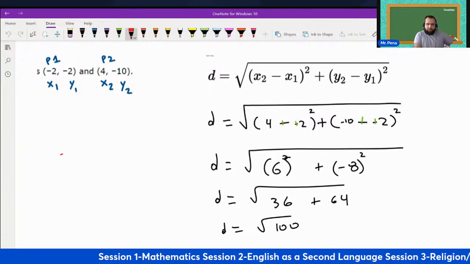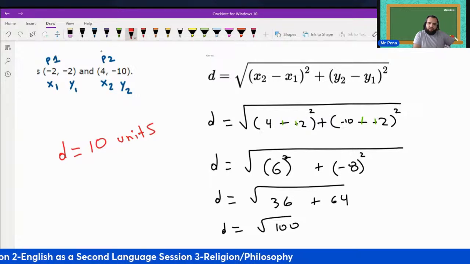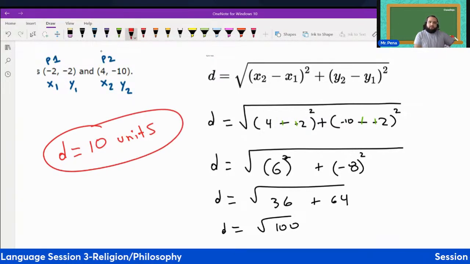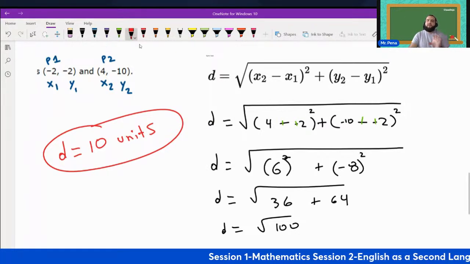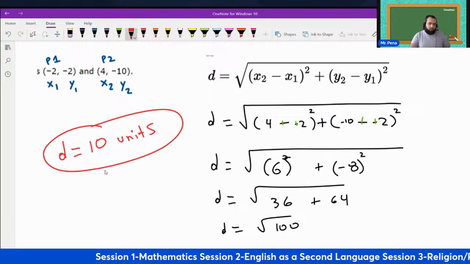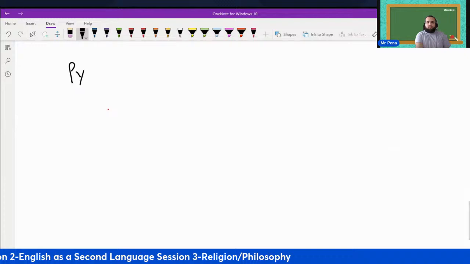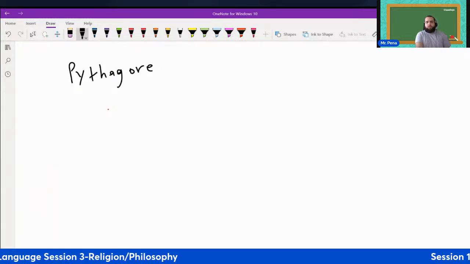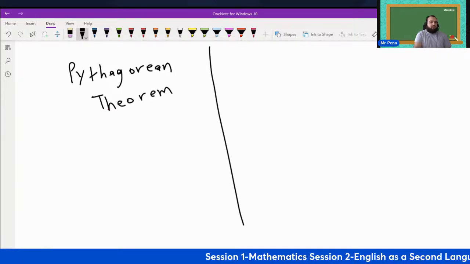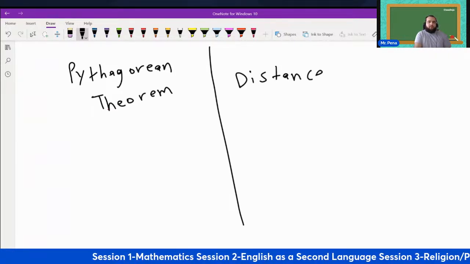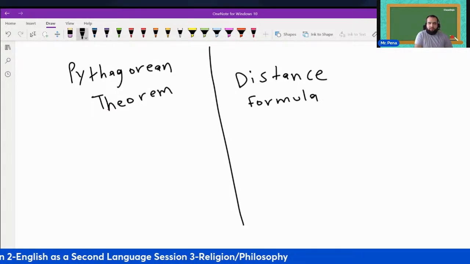The square root of 100 is 10. So the distance is 10 units. The distance between point 1 and point 2 is 10 units. This is how you find the distance between 2 points. We use the Pythagorean theorem, or we use the distance formula. Both are perfectly acceptable ways to find the distance between 2 points.